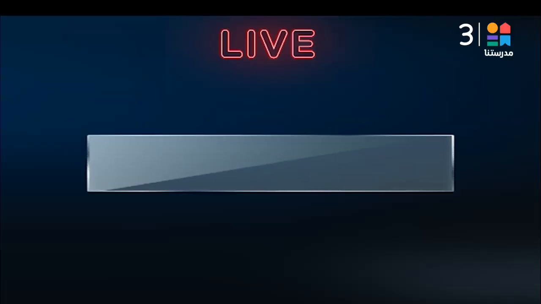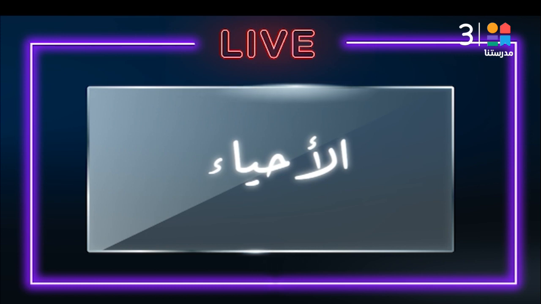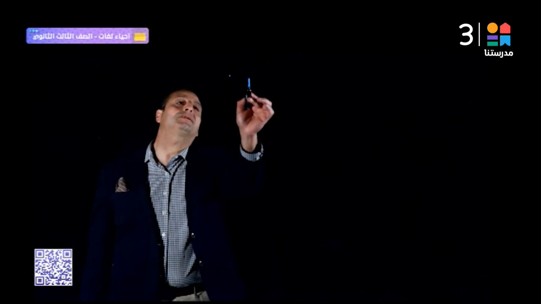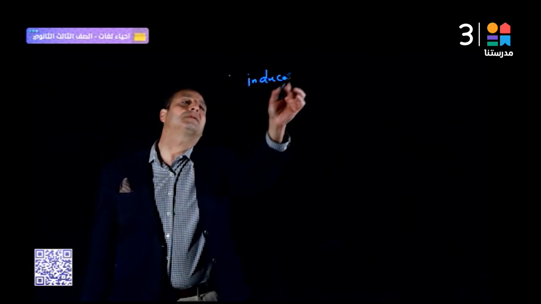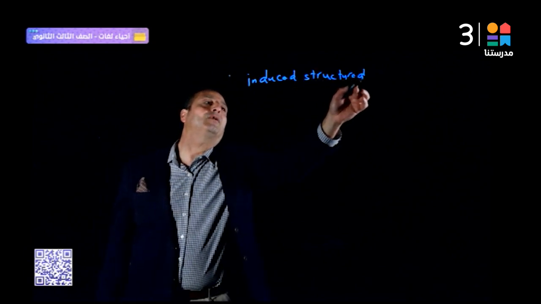Dear student, please follow me on the Lightboard to make a summary about these lessons according to the immunity in the plant. Dear students, now we are going to focus on the main points related to immunity in plants. First, induced structures immunity.